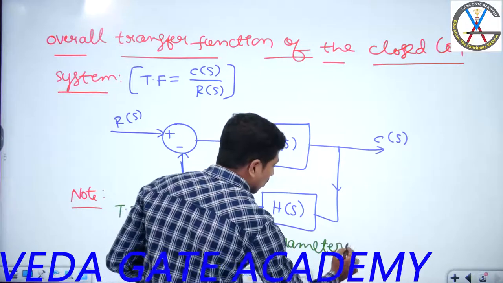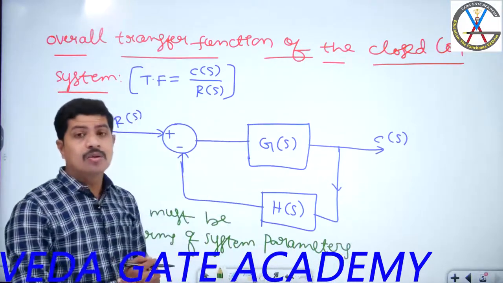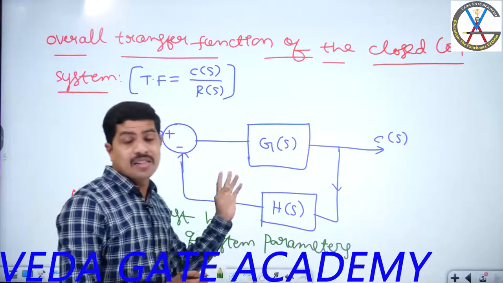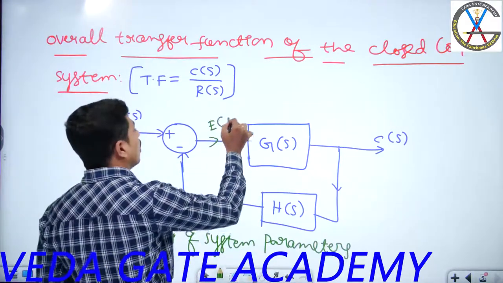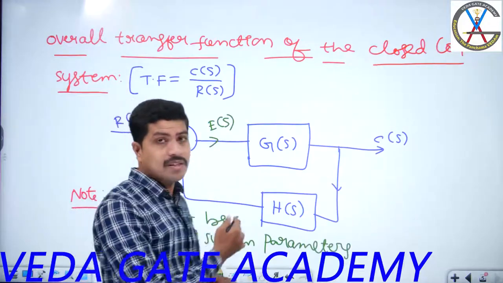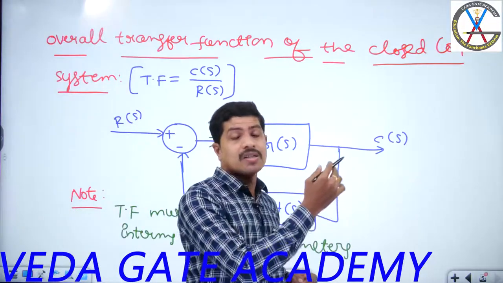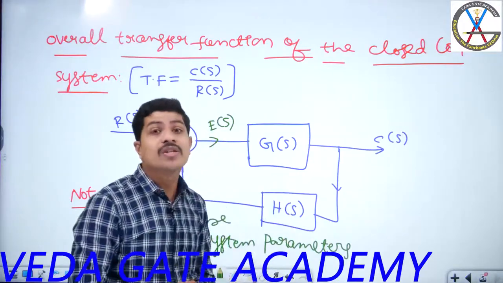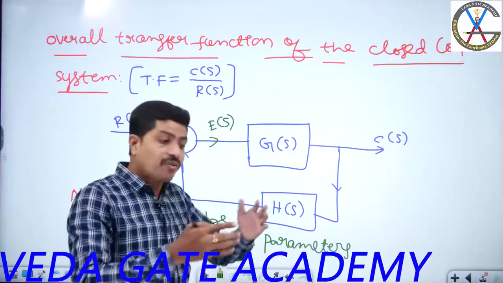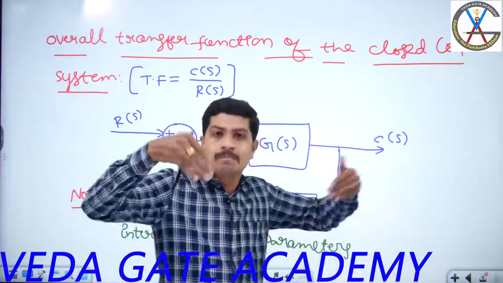Parameters means the transfer function should not contain any further variable. Here R of S and C of S are the variables, and this error E of S is also a variable. Our transfer function should not contain R of S, E of S, or C of S. Our transfer function must contain only G of S and H of S, where G of S and H of S are the system parameters or functions of system parameters.